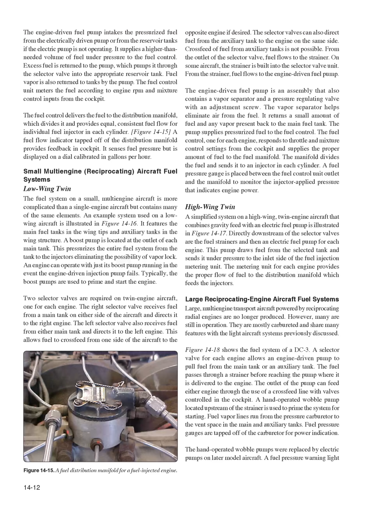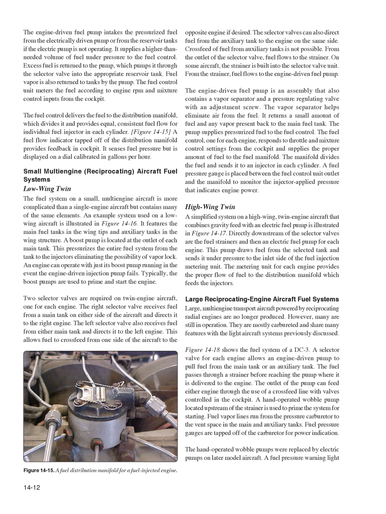The engine-driven fuel pump intakes the pressurized fuel from the electrically driven pump or from the reservoir tanks if the electric pump is not operating. It supplies a higher than needed volume of fuel under pressure to the fuel control. Excess fuel is returned to the pump, which pumps it through the selector valve into the appropriate reservoir tank. Fuel vapor is also returned to tanks by the pump.